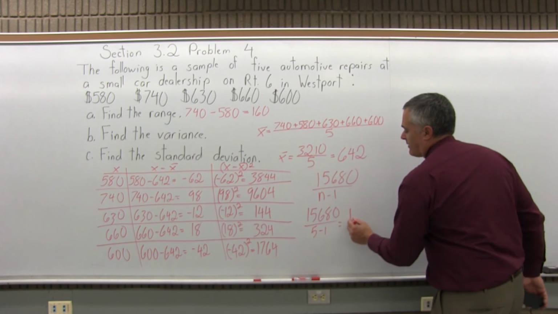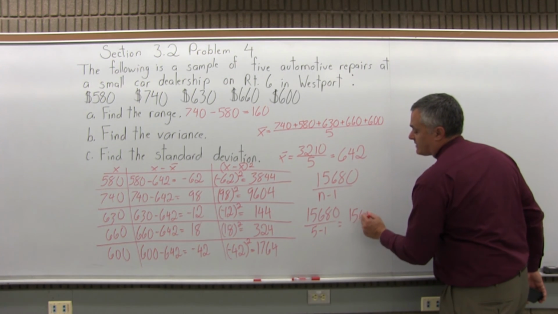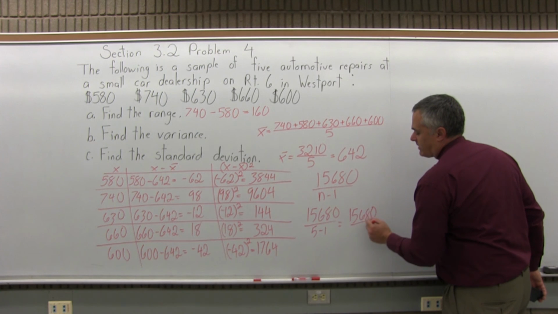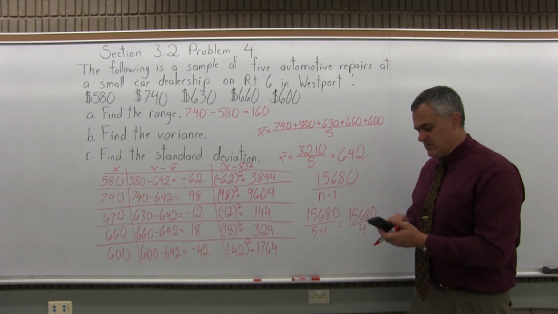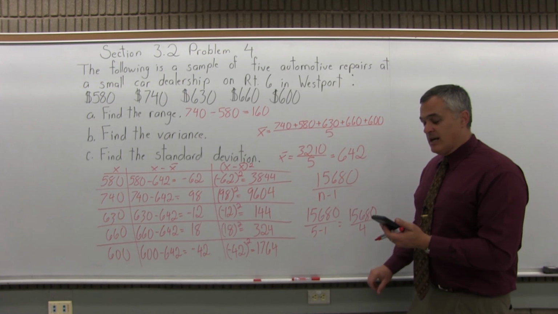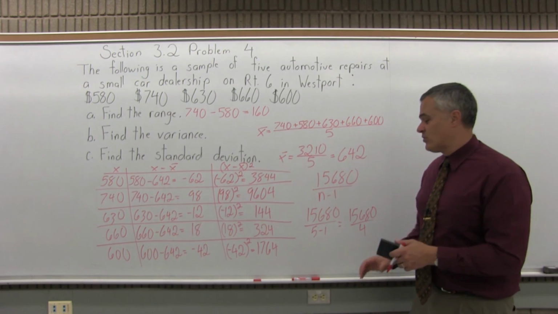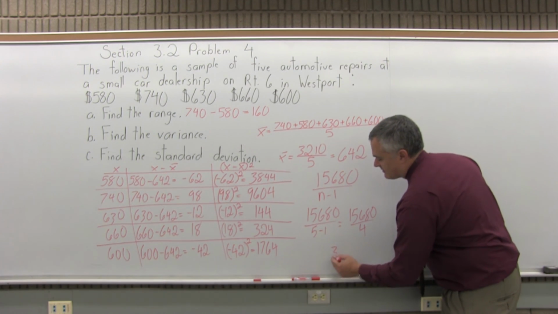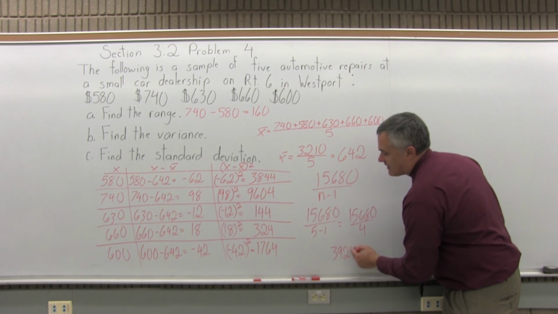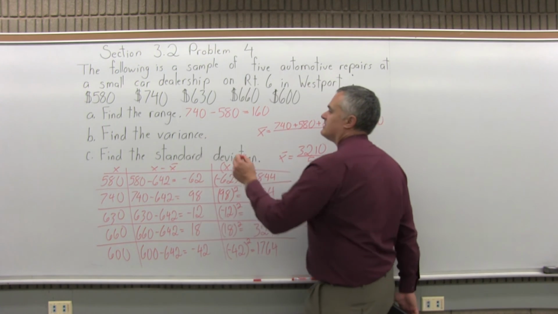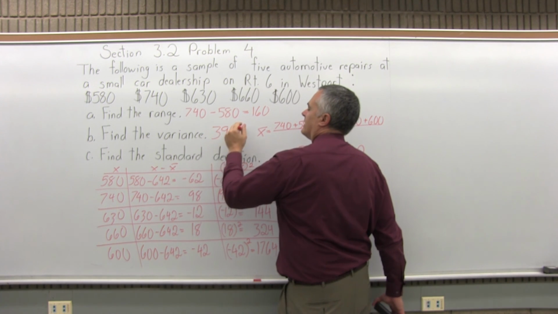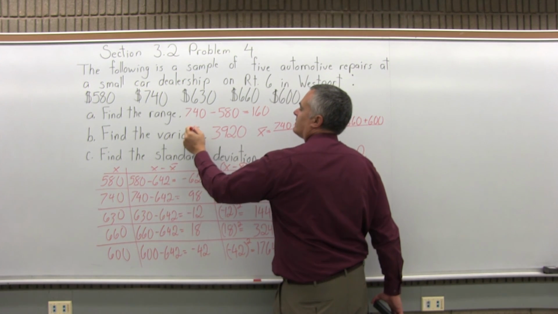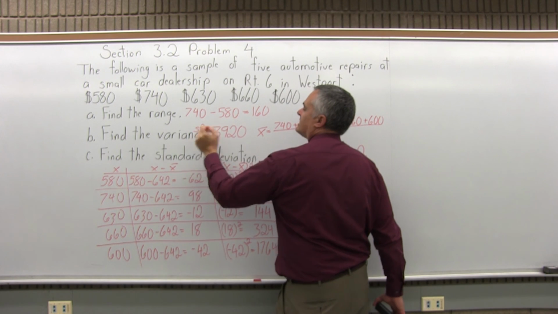So I'm going to divide 15,680 divided by 4, which the calculator will do for me. And I get 3,920. Now again, that's the variance, 3,920. And the symbol for that, if you want to use the proper symbol, is s to the second power, s squared.